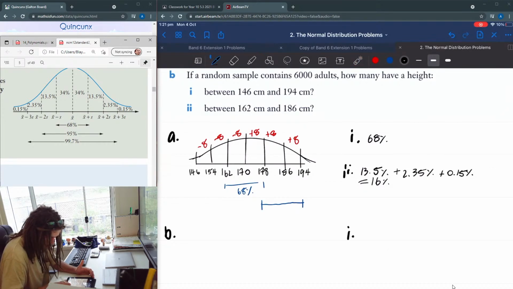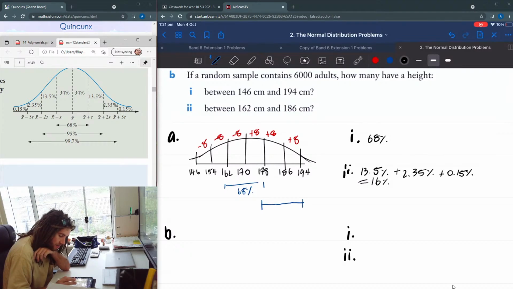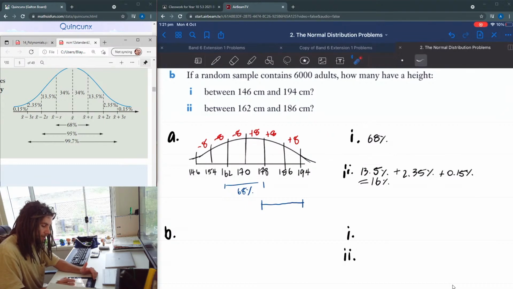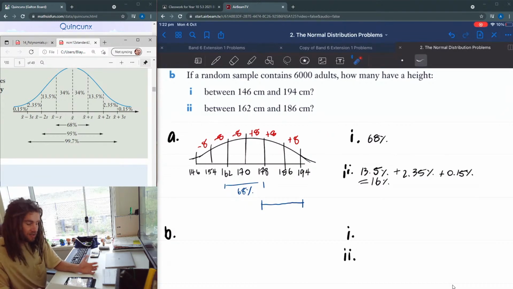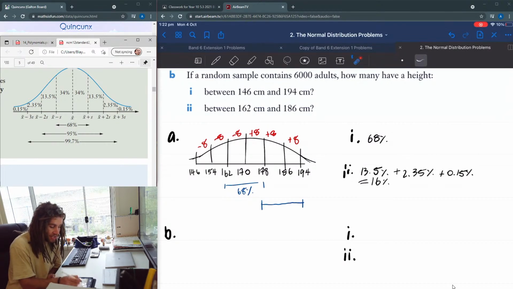Go with I. All right, if a random sample contains 6,000 adults, how many have a height of this? So first, you're still going to work out the percent. So I want to know what percentage of them, and my final solution is going to be what percentage of 6,000 adults.